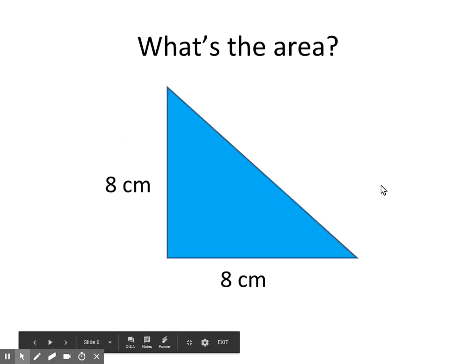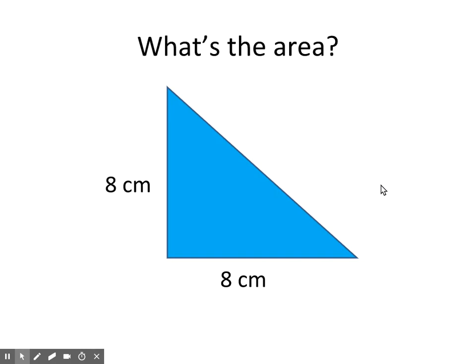How about this one? This, of course, would be a square because each side is congruent. So if we multiplied 8 times 8, that would give us 64, but that would be for a full square. This one does need to be split in half, so when we do 8 times 8, which is 64, divided by 2, we get an area of 32 square centimeters.